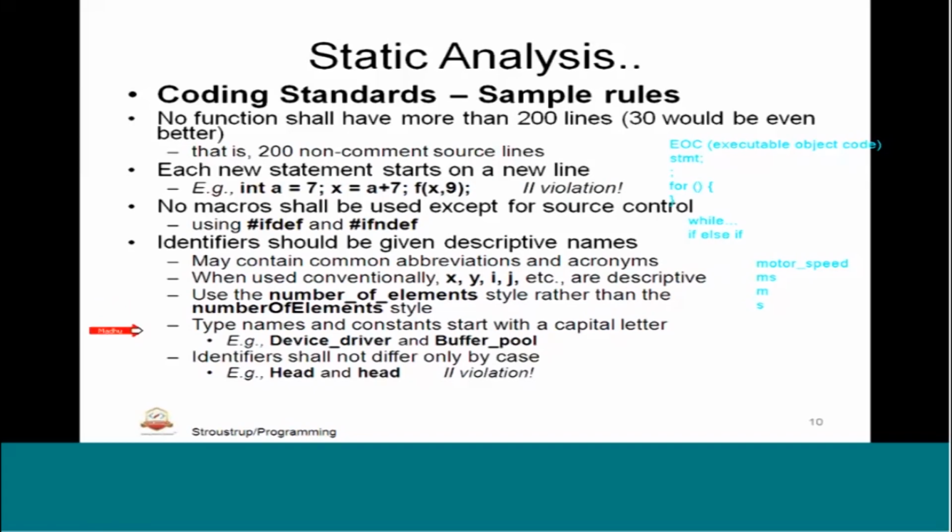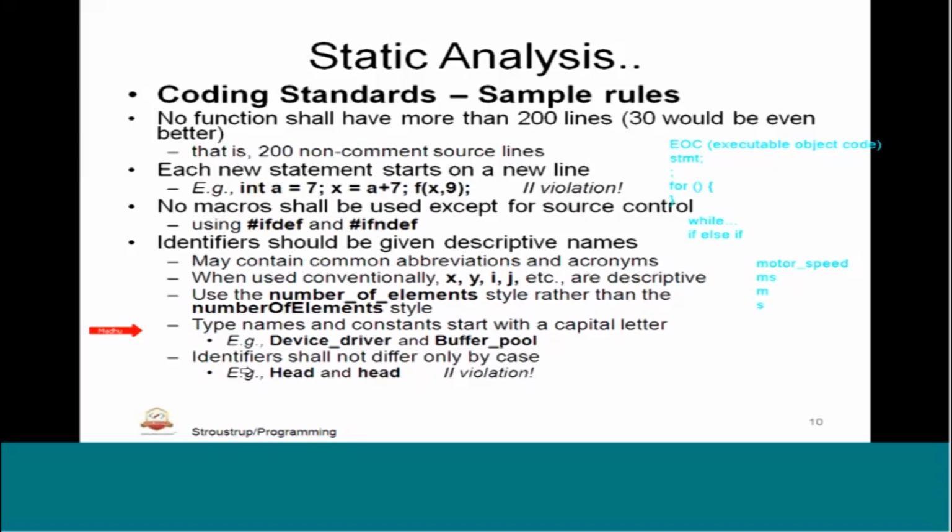So type names and constants start with a capital letter. That means the name of a constant or a type name should always start with a capital letter. Here you can see device driver starts with capital D, buffer pool starts with the B.